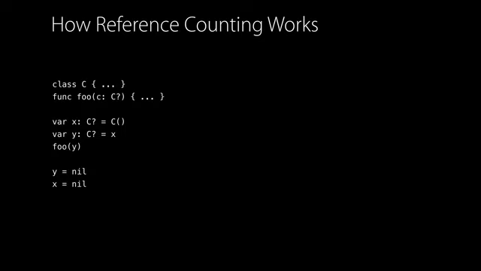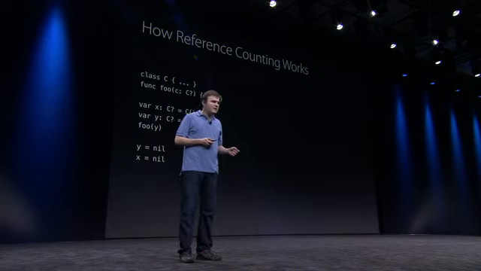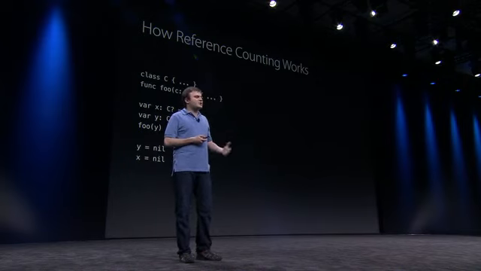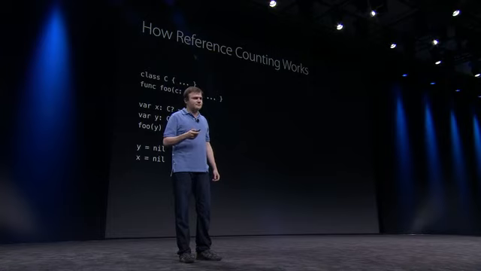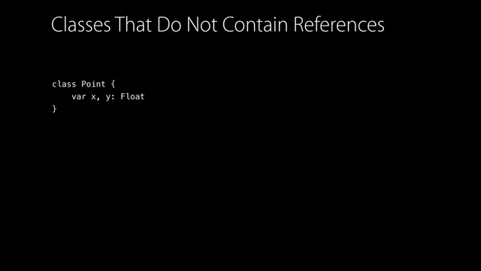But now I'd like to talk to you about something that's perhaps a bit more exotic, more unfamiliar, namely how structs interact with reference counting. Let's begin this discussion by looking at a class that doesn't contain any references. Here I have a class Point. Of course, it doesn't contain any references, but it does have two properties in it, x and y, that are both floats.